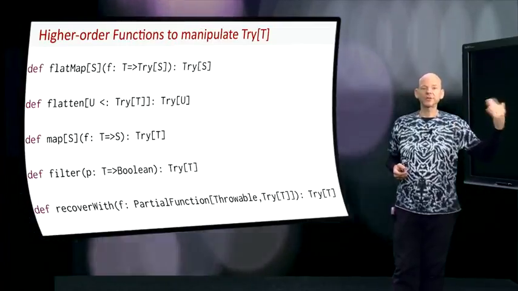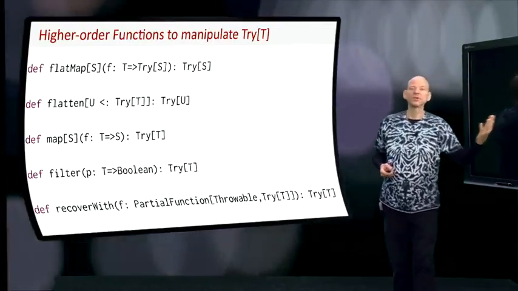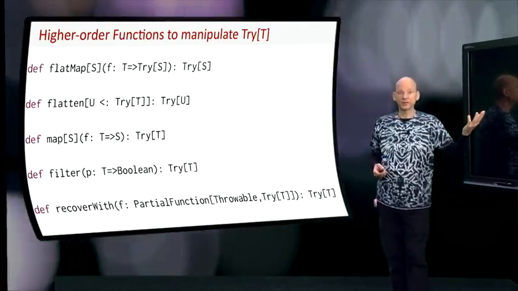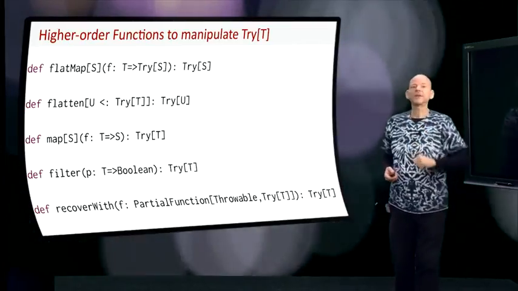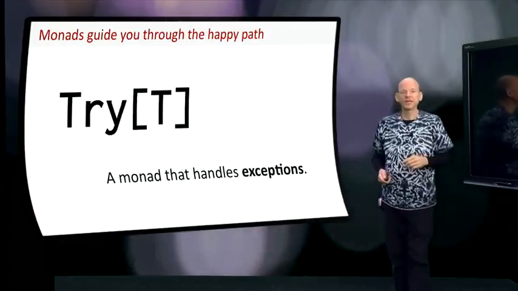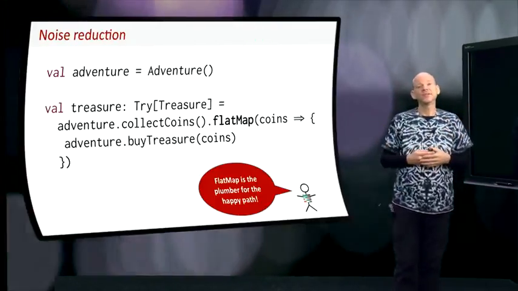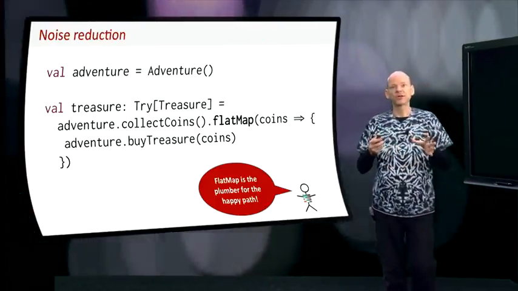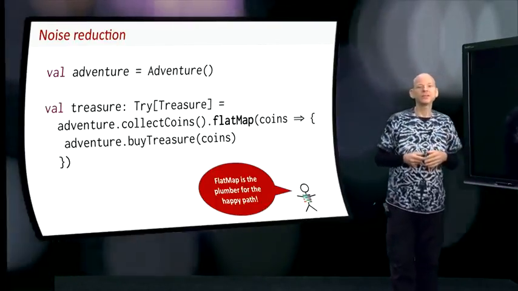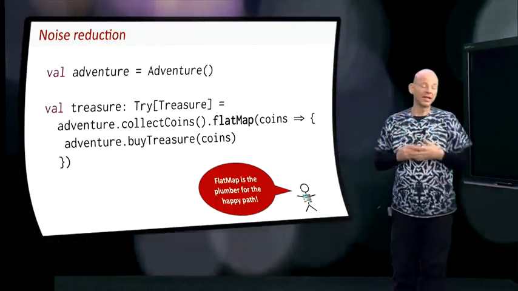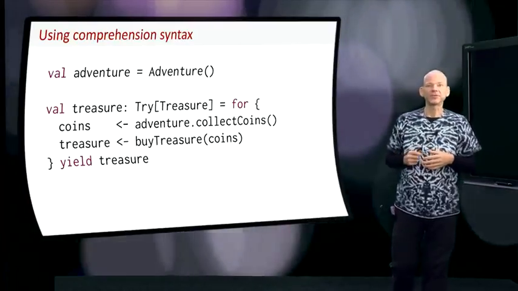And if we flip back two slides, you see that the type of flatMap is exactly what we need. It's defined on Try of t, so the this pointer is a Try of t. Then we get a function from t to Try of s, and then the result is Try of s. So the types in this code all work out. So flatMap is the plumber that guides you through the happy path.